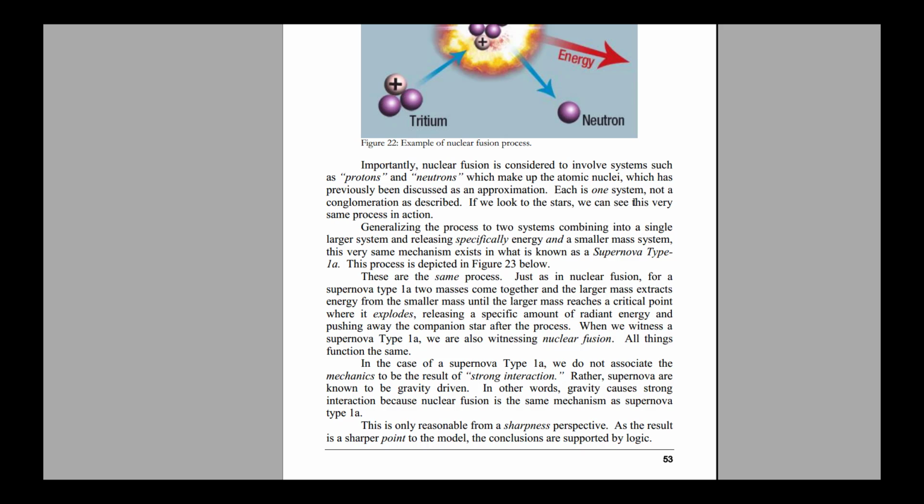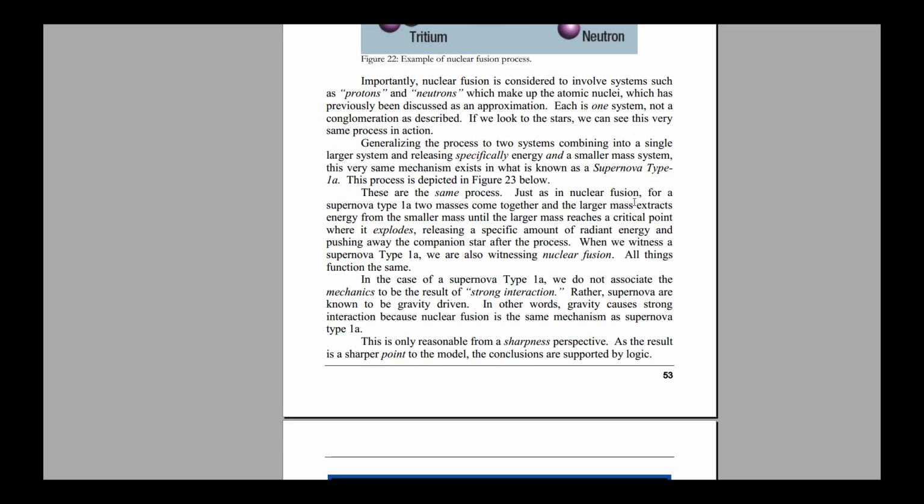Generalizing the process to two systems combining into a single larger system, and releasing specifically energy and a smaller mass system, this very same mechanism exists in what is known as a supernova type 1a. This process is depicted in Figure 23 below. These are the same process, just as in nuclear fusion.